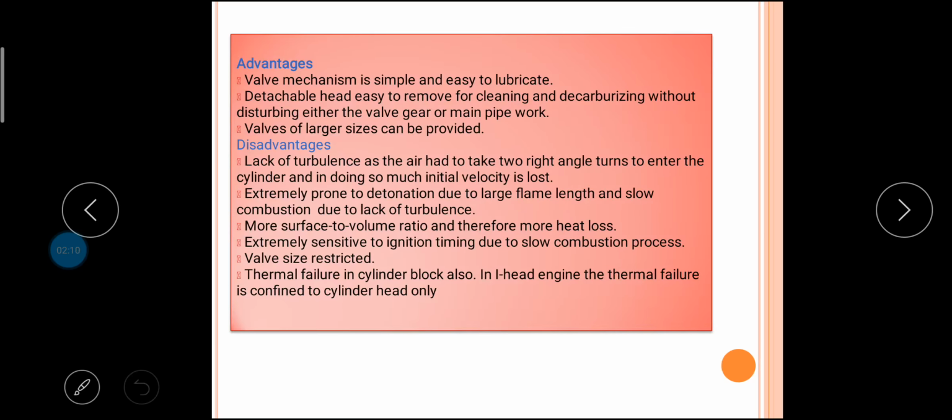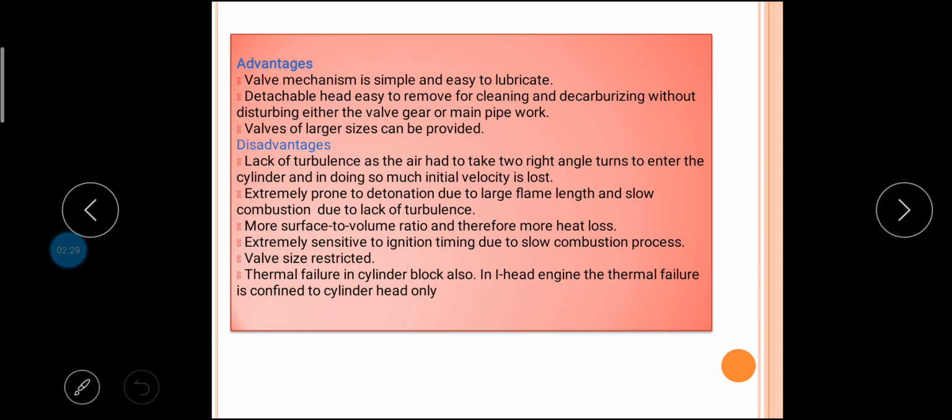What are the main advantages? Valve mechanism is simple and easy to lubricate. Detachable head, easy to remove for cleaning and decarburizing without disturbing either the valve gear or main pipe work. Valves of larger sizes can be provided. What are the main disadvantages?